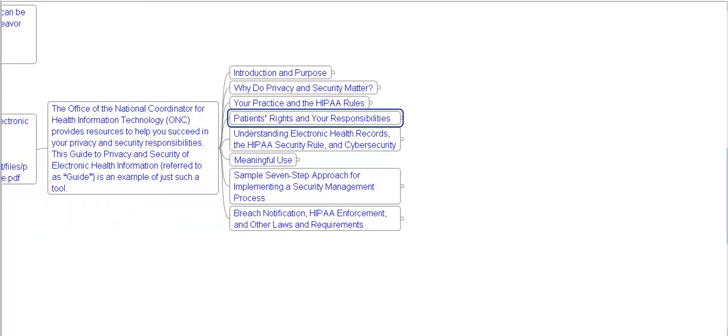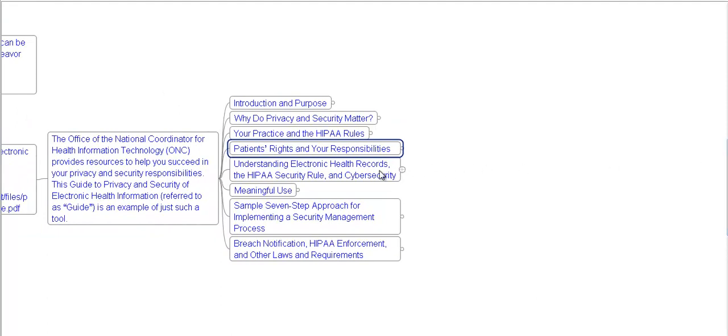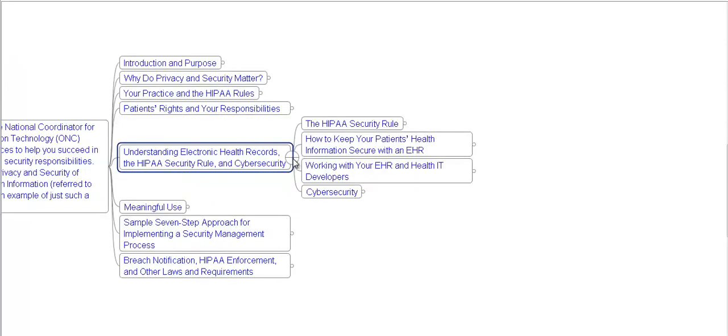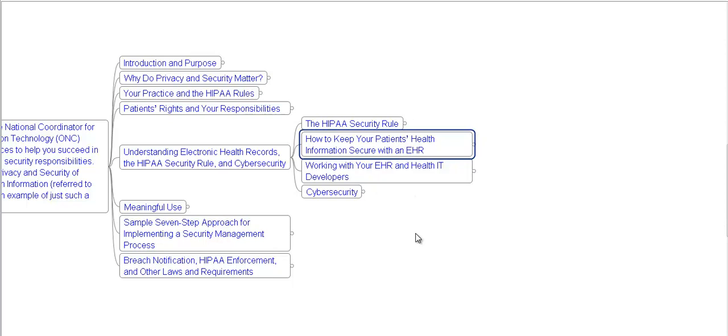Now let's see the next topic. Understanding electronic health records, the HIPAA security rule, and cybersecurity. The HIPAA security rule: how to keep your patient health information secure with an EHR, working with your EHR and health IT developers, and cybersecurity.